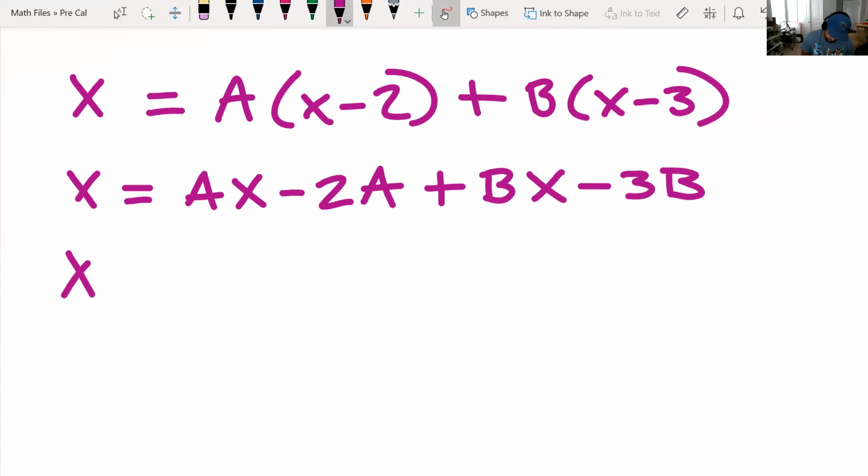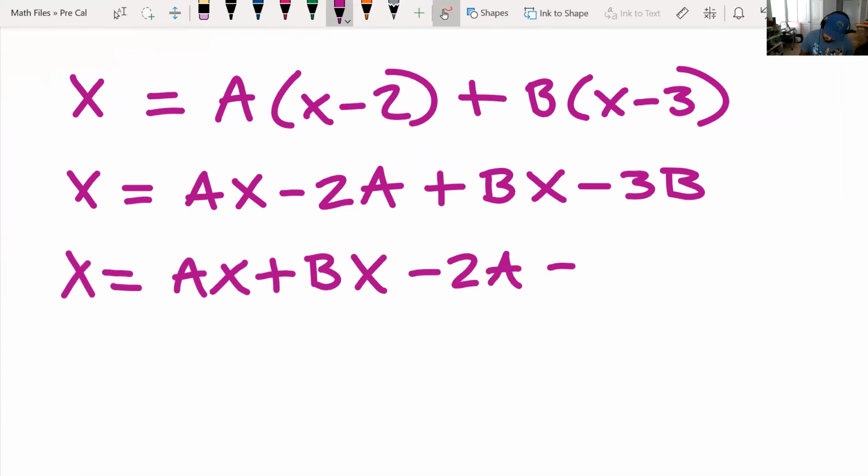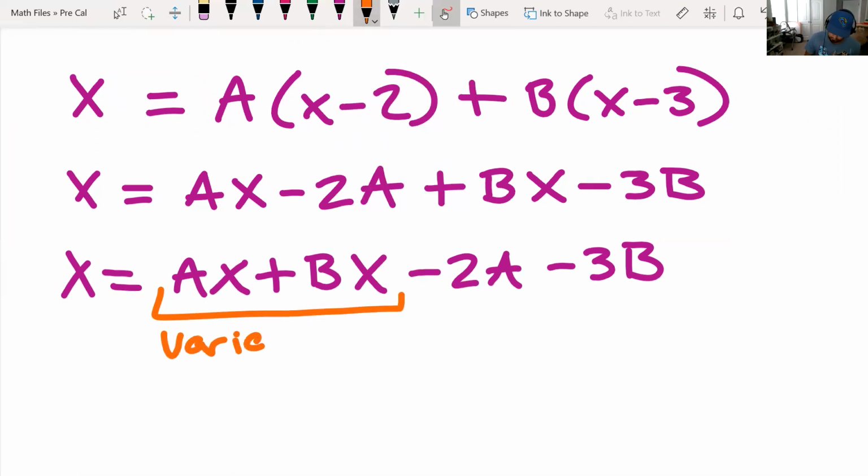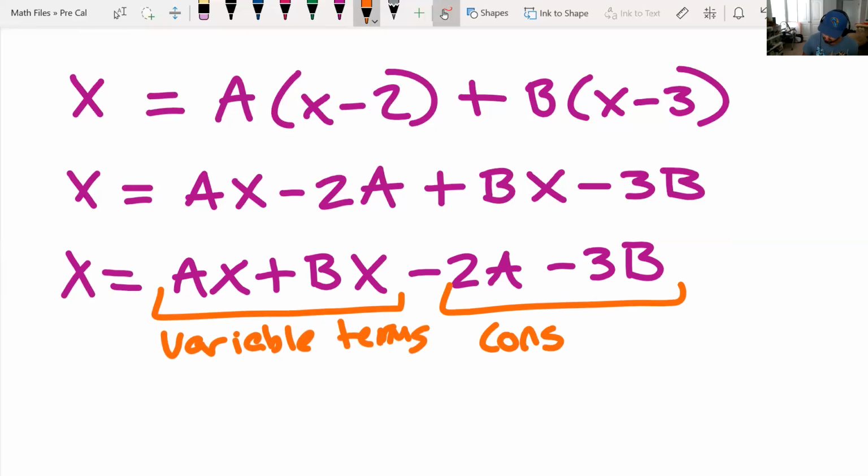So the x's are with each other and the constants are with each other. So let's just put some definition on some things. These are my variable terms. And these are my constant terms. Okay, and the reason they're constants is because they don't have a variable of x attached to them, right? So just putting some definitions, because we're going to get to equating coefficients, which can be really, really confusing, okay?